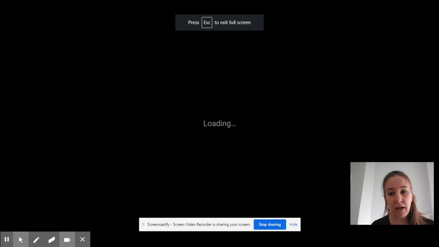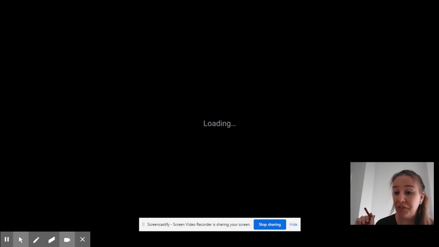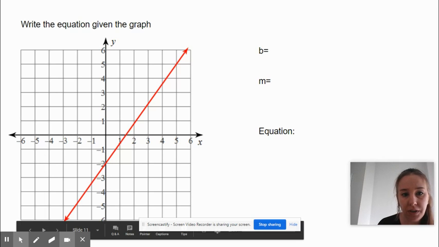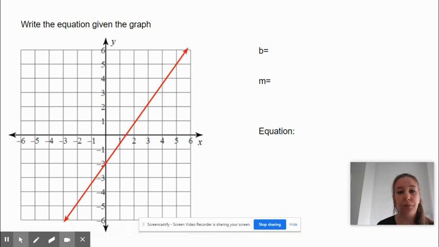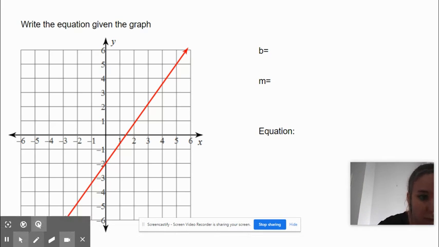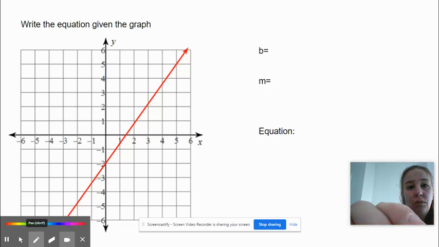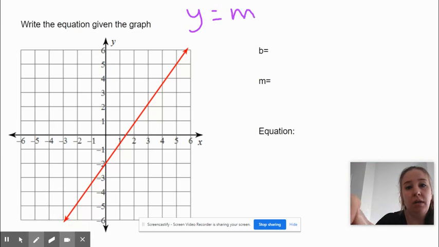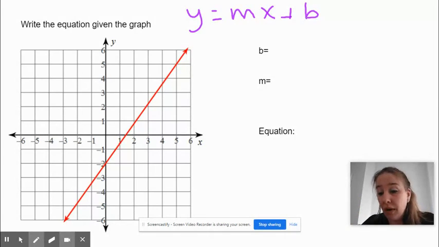Hi. So this video is going to help with questions 11 to 15. What we're going to do is get a graph and we have to write the equation in slope-intercept form. So we have to write it in y equals mx plus b form. We already know how to do that if we're given the slope and the y-intercept, but now we're just going to get the graph. So we're sort of putting together a bunch of skills that we know how to do.